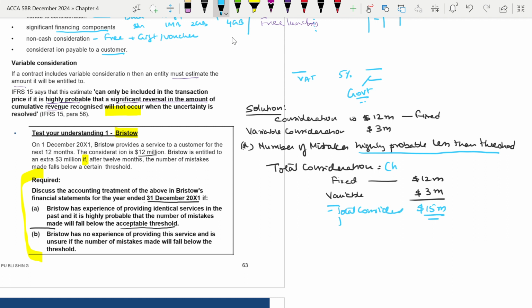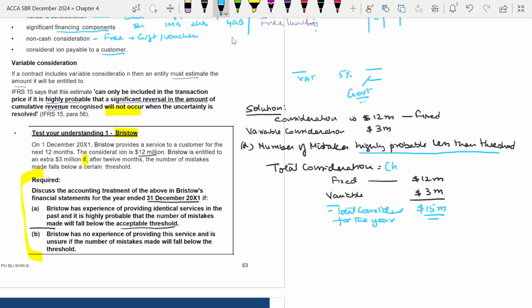Total consideration for the year is how much? For the year it is 15 million. Now, what are they asking us? What is the question? Total consideration is for how much? It is for 15 years, 15 million. Is it right?